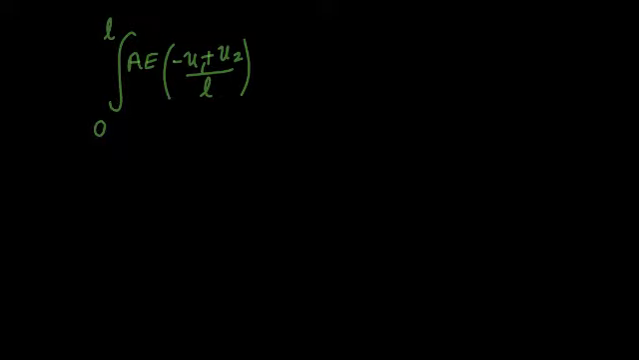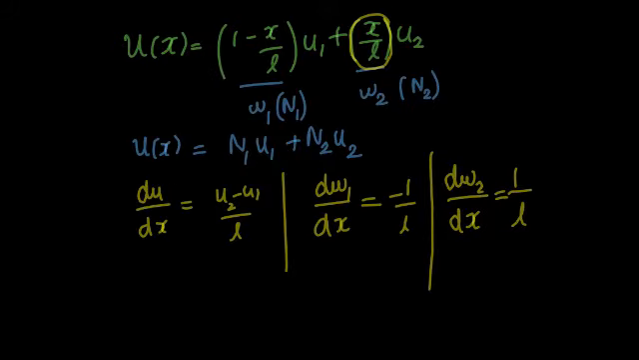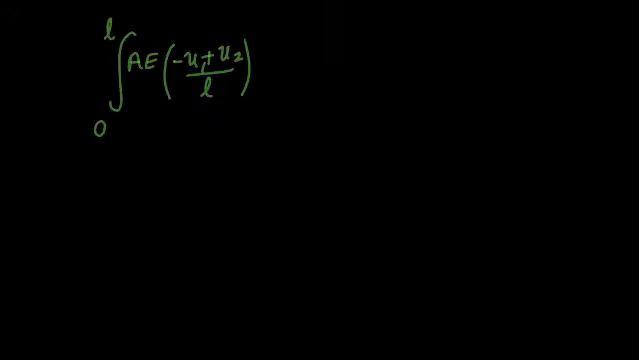When you put i equal to 2, the expression is the integral over the limit 0 to L of AE into du over dx is minus u1 plus u2 over L into dw2 over dx. What's the value of dw2 over dx? It is 1 over L. So I have to write 1 over L into dx is equal to the integral over the limit 0 to L of q into w2. What's the value of w2?